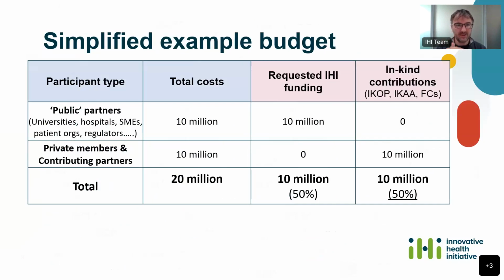And you also see here that the total cost of this particular example project is 20 million. And I've divided the cost between the public partners and the private partners in a 50-50 split. And therefore the public partners are receiving 10 million. The contributing partners and private members are bringing 10 million. And we have this 50-50 split. This budget here would be eligible to go through to the evaluation. There are a lot of other models involved here, and as I said, go to the webinar on budgets to understand them a bit better.